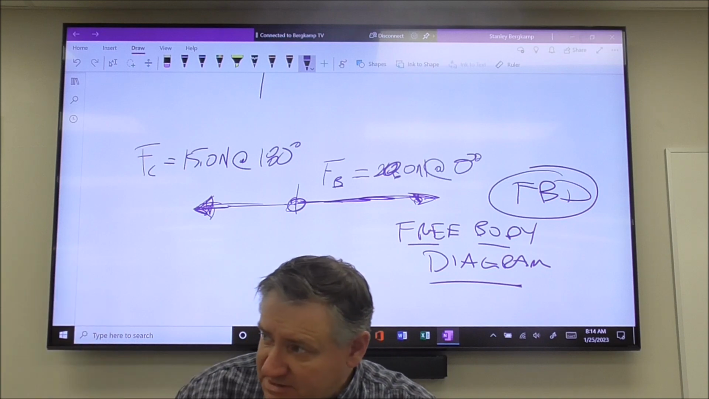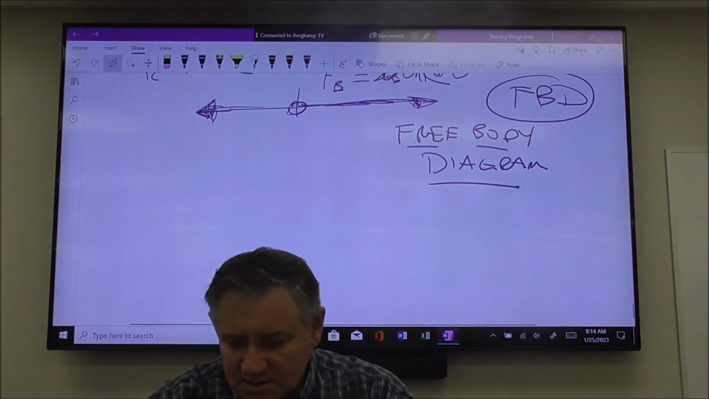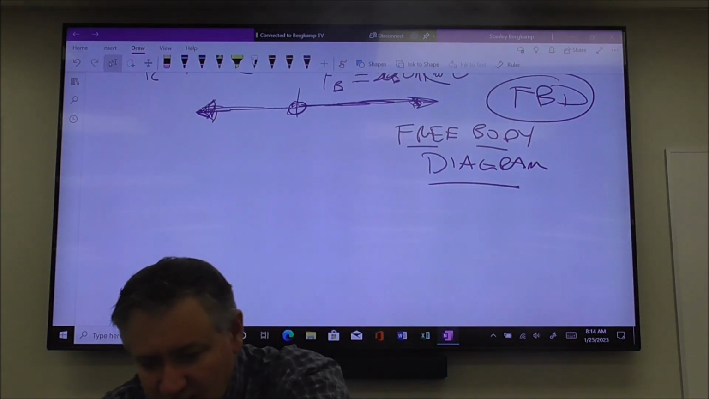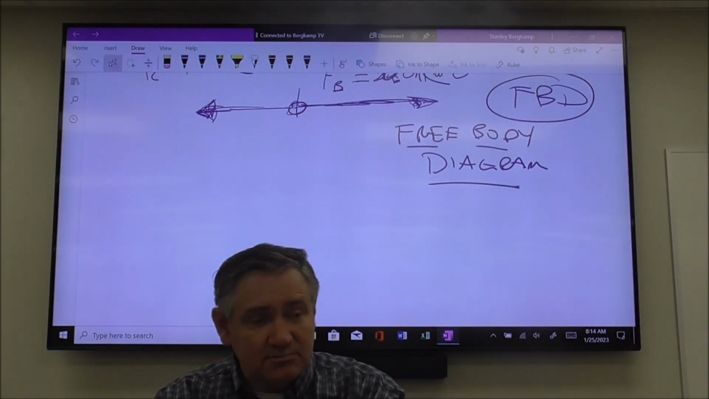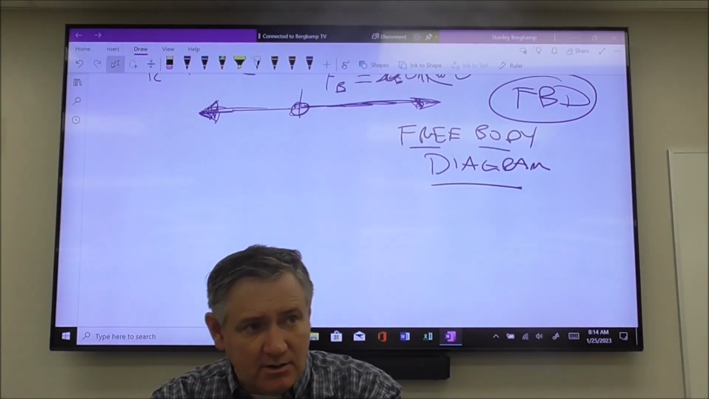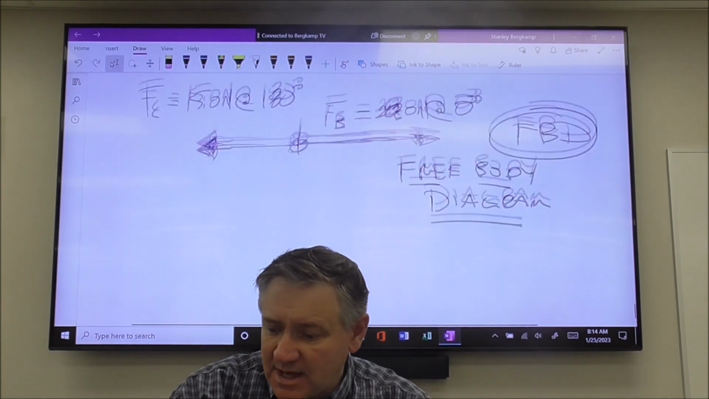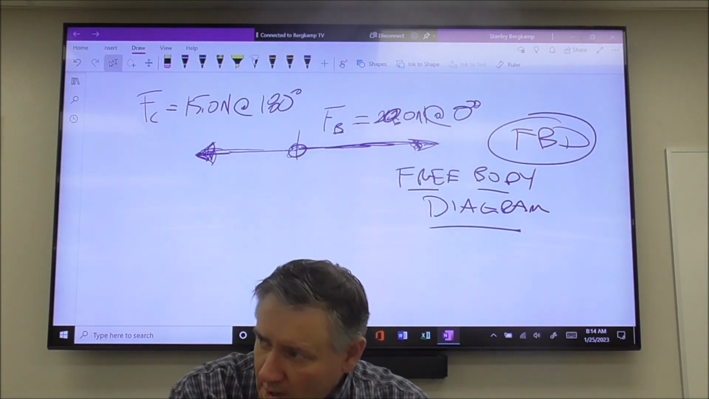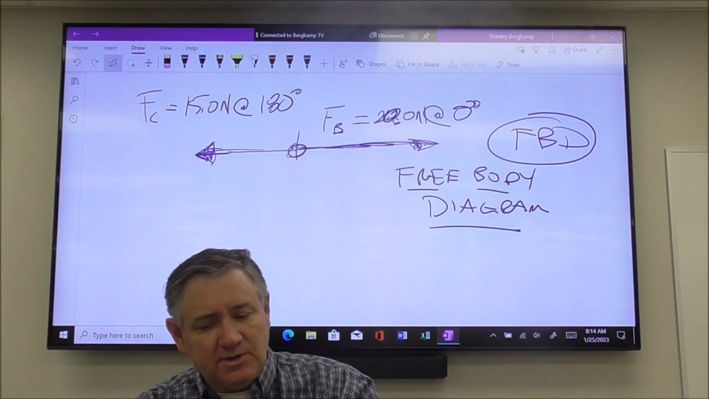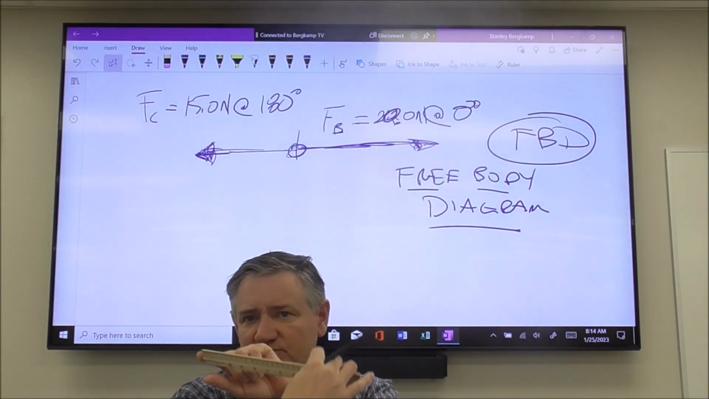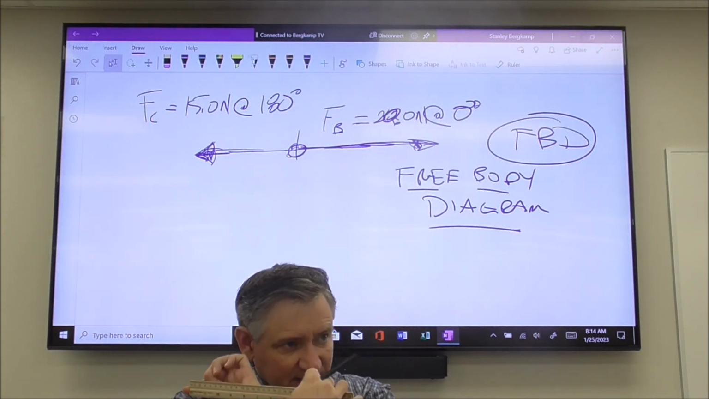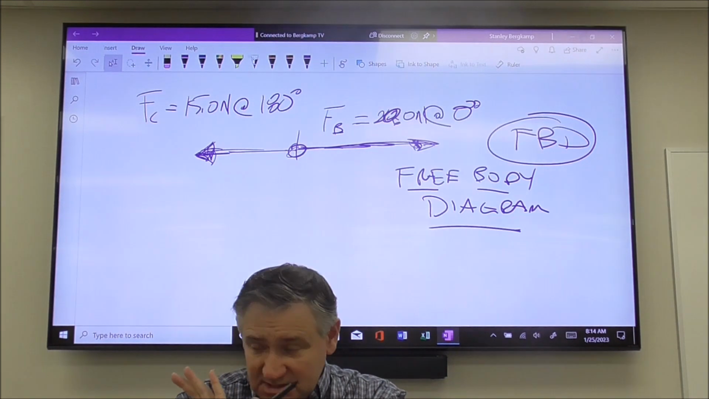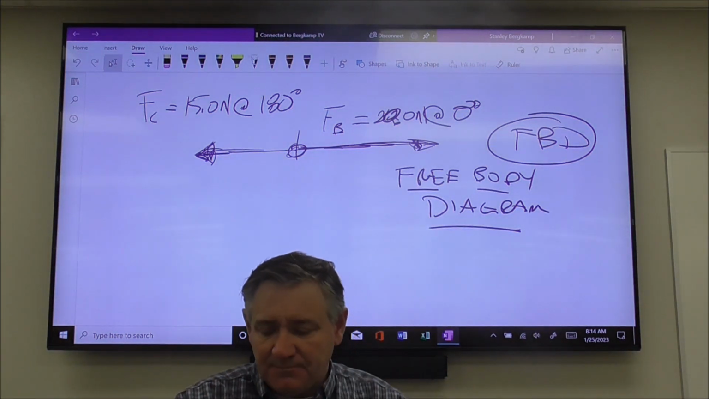Now, to do the tip-to-tail method, you pick one of the vectors. We'll do Bailey's first. You are actually going to draw this out, which is why you're going to use a ruler. In this case, I'm going to let 1 newton equal a centimeter, so I would draw that out to a designated length. This isn't just a sketch. I'm actually going to draw this out.